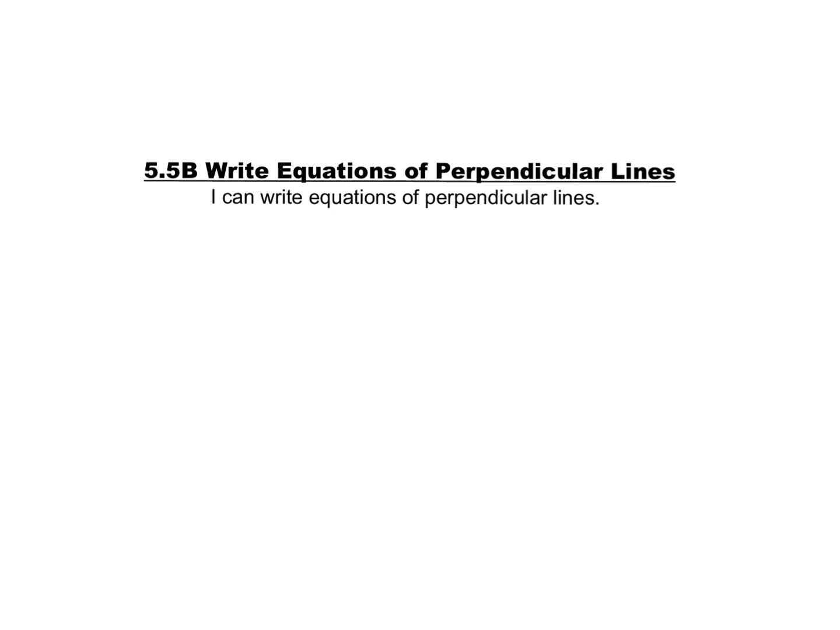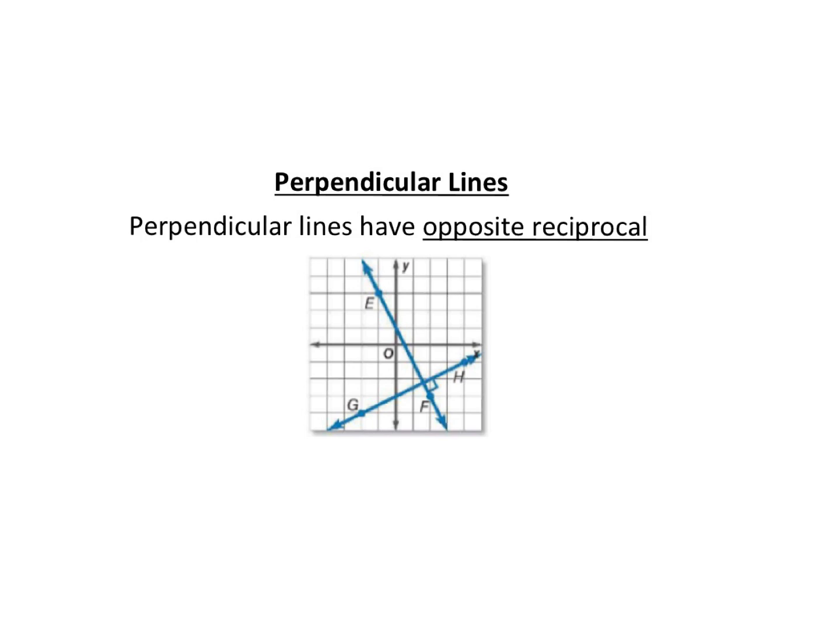In this lesson, we're going to write equations for perpendicular lines. Let's go ahead and review what we know about perpendicular lines. Remember that perpendicular lines have opposite reciprocal slopes. So if we took the slope, we went down 2 and over 1. So this line right here has a slope of -2 all over 1, or -2.